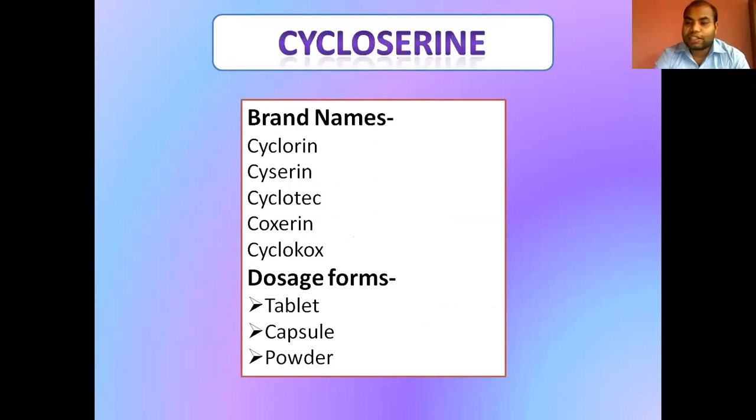Cycloserine has a different mechanism of action than other drugs because it blocks bacterial cell wall synthesis. The bacterial cell wall contains a unique compound called peptidoglycan. Peptidoglycan is synthesized using amino acids, and cycloserine is a structural analog of D-alanine. Alanine is an amino acid you have studied in biochemistry in previous classes. So the cyclic form of alanine is related to cycloserine.